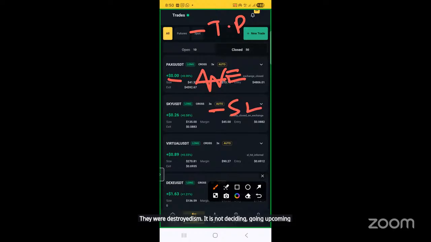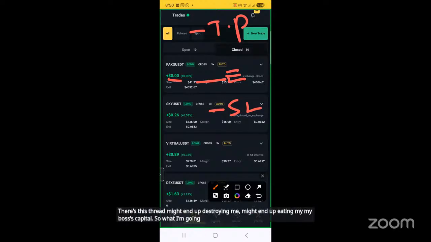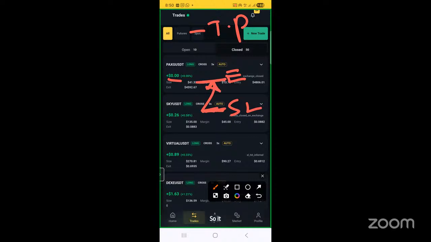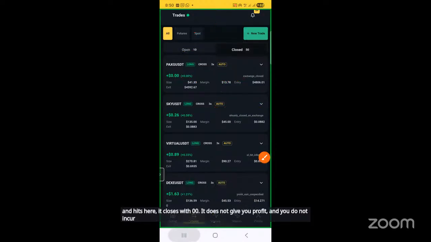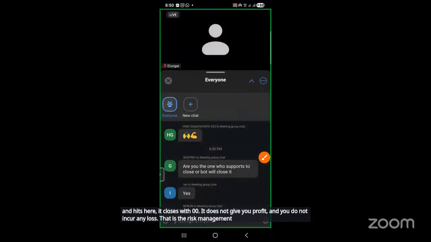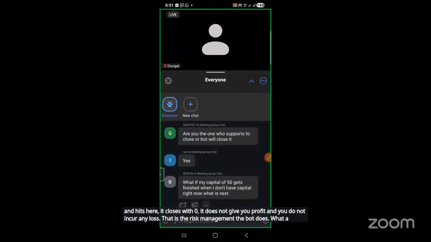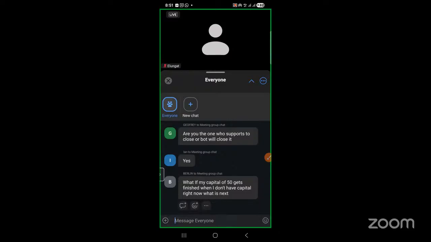This trade might end up destroying me, might end up eating my boss's capital. So what I'm going to do, let me move this stop loss, remove it from here and bring it here on the entry price. So it moves the stop loss for me and brings it here. So even if the trade comes and hits here, it closes with 0-0. It does not give you profit and you do not incur any loss. That is the risk management the bot does. What a fantastic system.